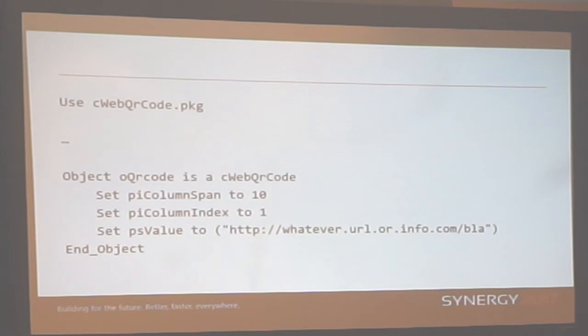It has a JavaScript part and it has a server part. On the DataFlex part, this is just what you need to do. You say use cWebQRCode, you give it a location and a size, and you just give it a value. And the value will just be transferred into the QR code dynamically.